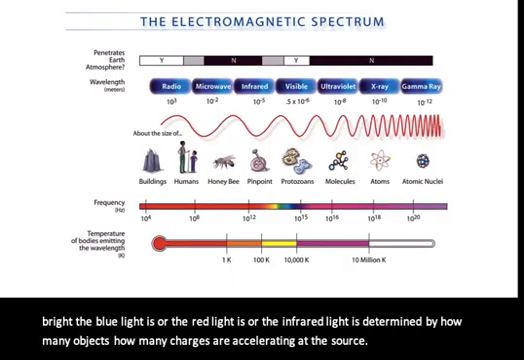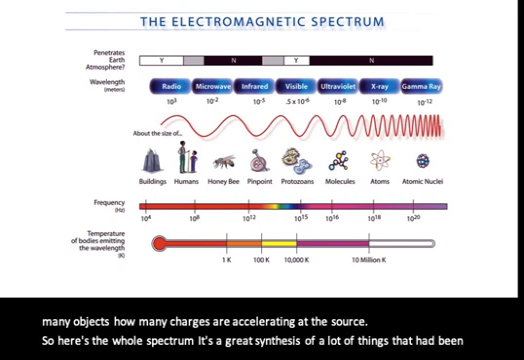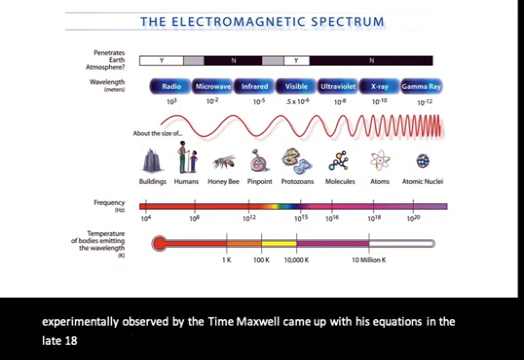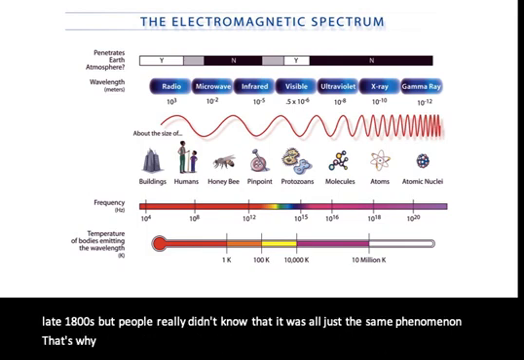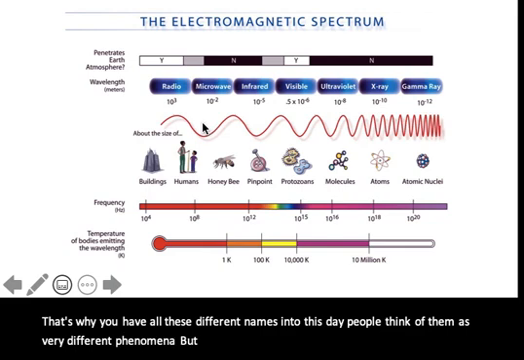So here's the whole spectrum. It's a great synthesis of a lot of things that had been experimentally observed by the time Maxwell came up with his equations in the late 1800s. But people really didn't know that it was all just the same phenomena. And that's why you have all these different names. And to this day, people think of them as very different phenomena, but they are all electromagnetic radiation.